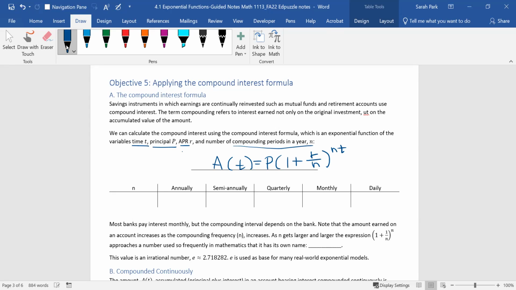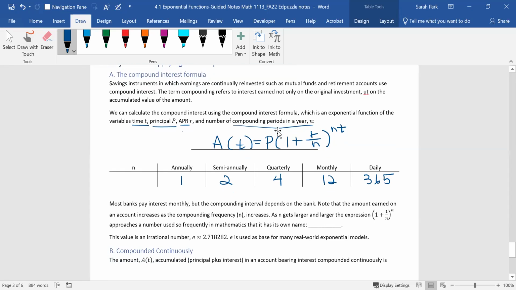Now, n is going to be different depending on how many compoundings you have per year. If we compound annually, n is equal to 1. Semi-annually is 2. Quarterly would be 4. Monthly is 12. Daily would be 365. Now, most banks pay interest monthly, but the compounding interval depends on the bank. And you want to get an account that compounds more often because the interest earned increases as n increases.